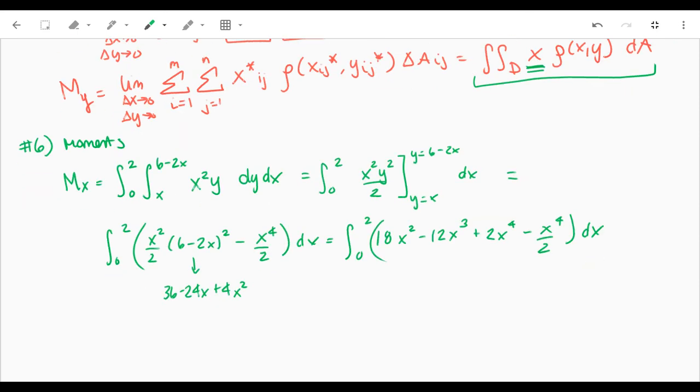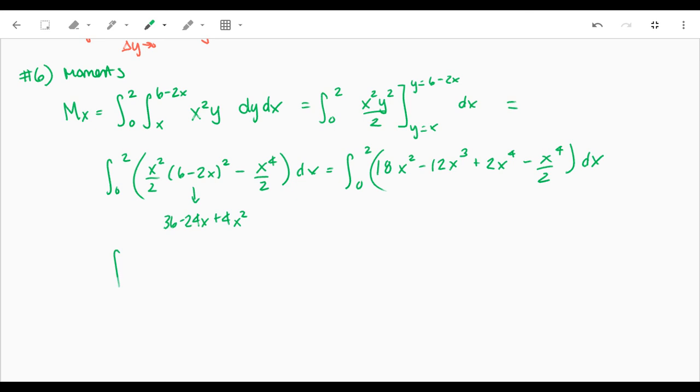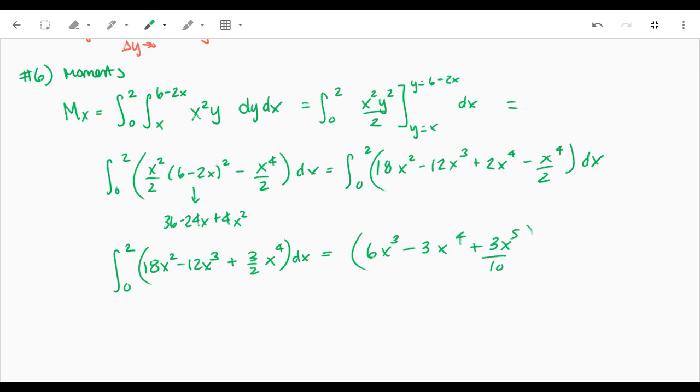Okay, so then we've got our integral from 0 to 2, 18x squared minus 12x cubed plus 3 halves x to the 4th. Okay, so we've got 18x cubed over 3, so 6x cubed, minus 12x to the 4th over 4, so 3x to the 4th, plus 3x to the 5th over 10. And we're going to evaluate that from 0 to 2.